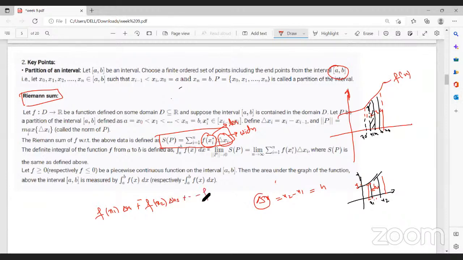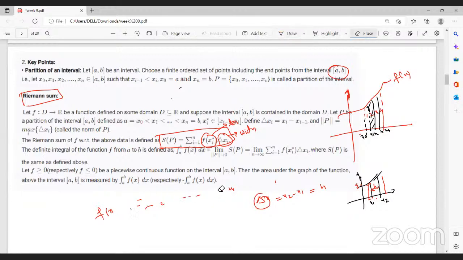Plus f of x4 into delta of x4. So this is the summation, right? If we put i equals 1 here, so I am taking the sum of each and every rectangle which comes under this curve. In this way, I will get the area under this curve in that particular interval, right? So till now you understood, right?